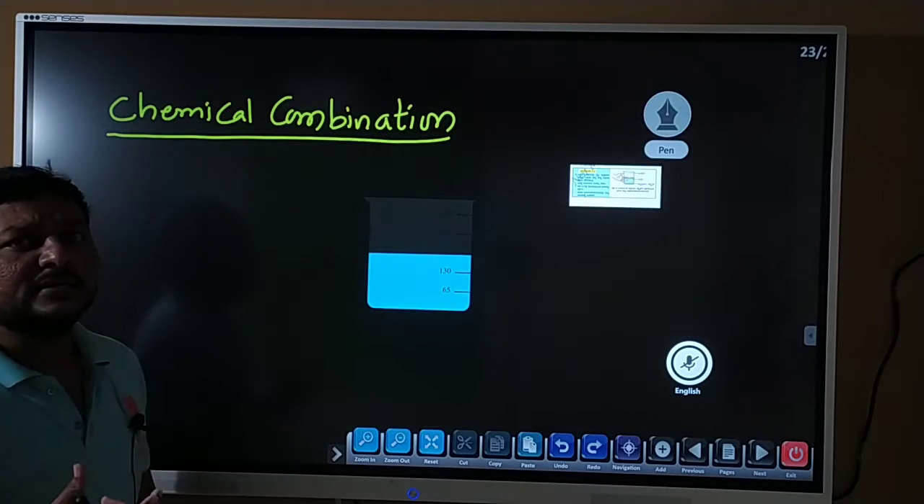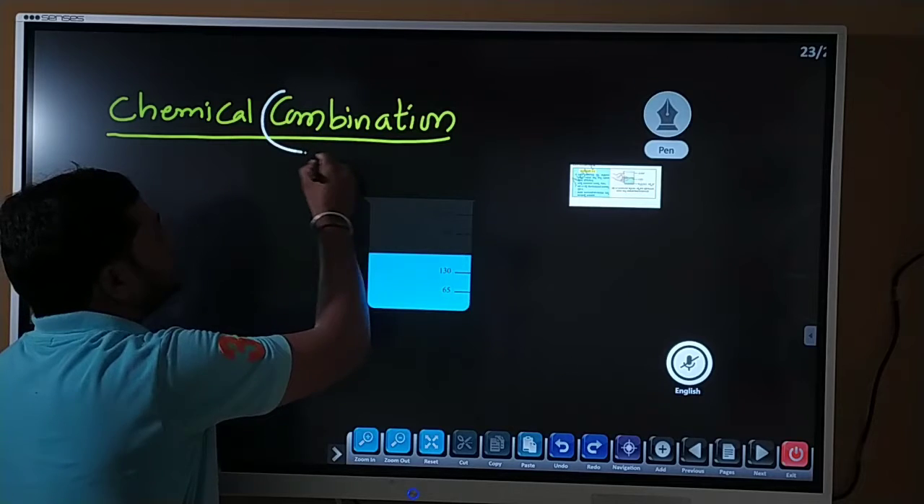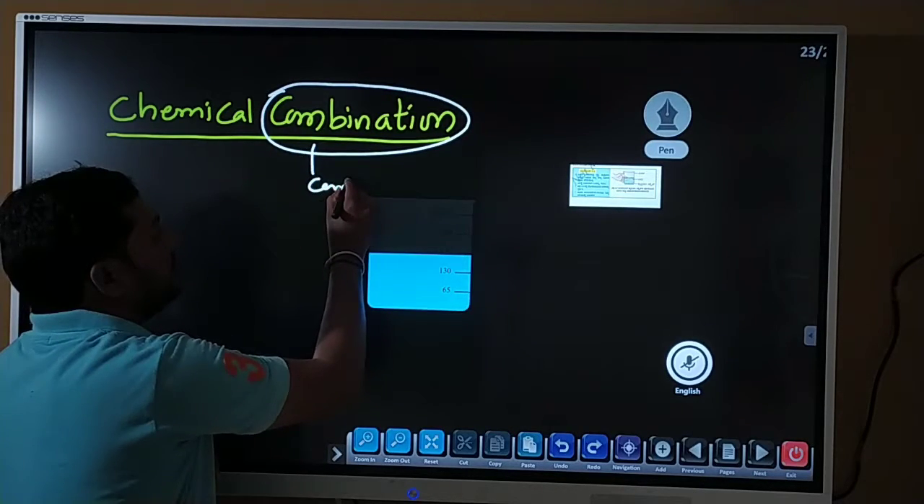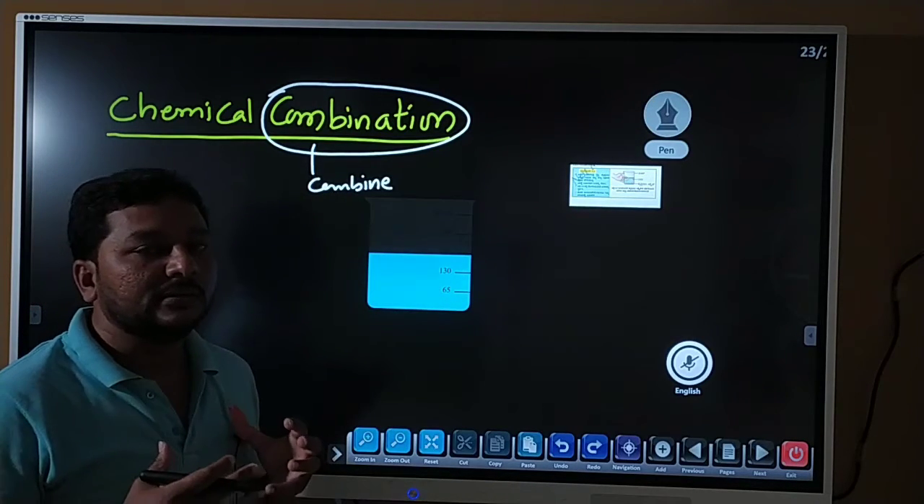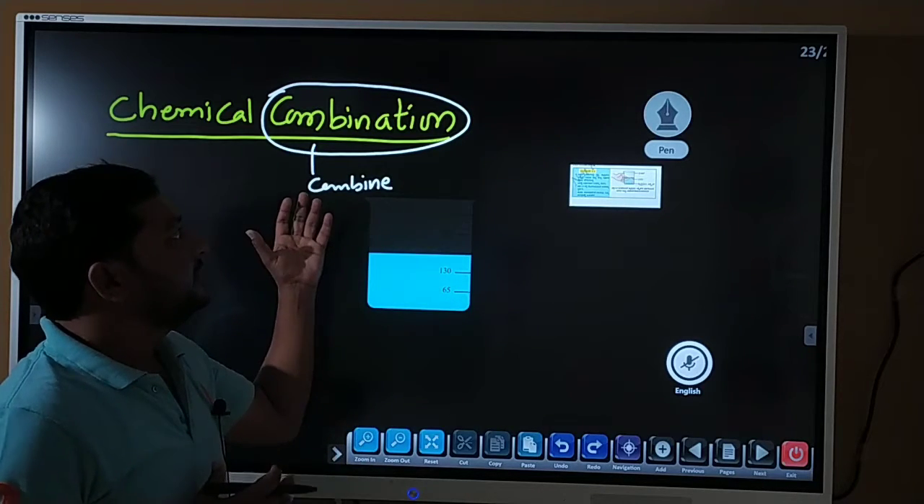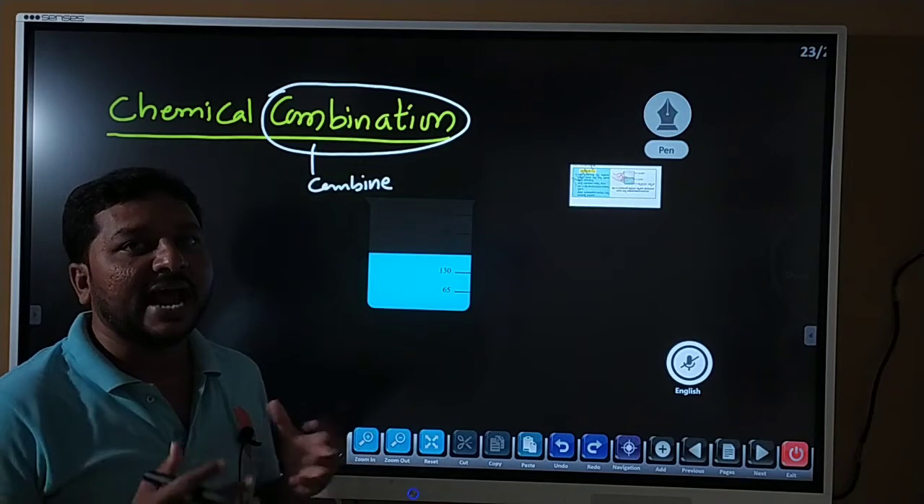The simple definition of chemical combination: the word already indicates combine. Combine means addition of compounds, addition of atoms. The meaning of the word combine is adding.